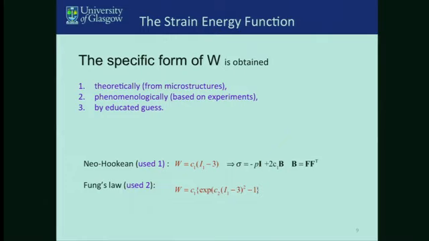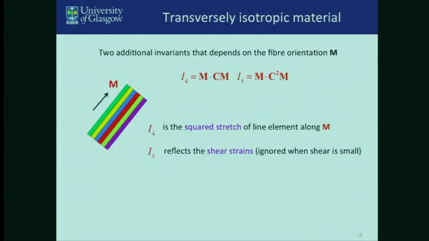And then Fung's law, now extended to 3D, is exponential, so it's also a function of I1 only, and this is exponential, and this is more suitable for soft tissue. All the others are now combinations of these two. So that's what we call an educated guess. And so that's for isotropic material.